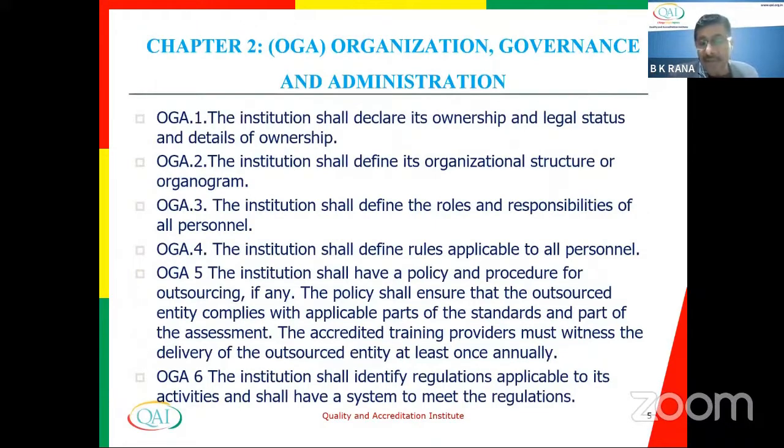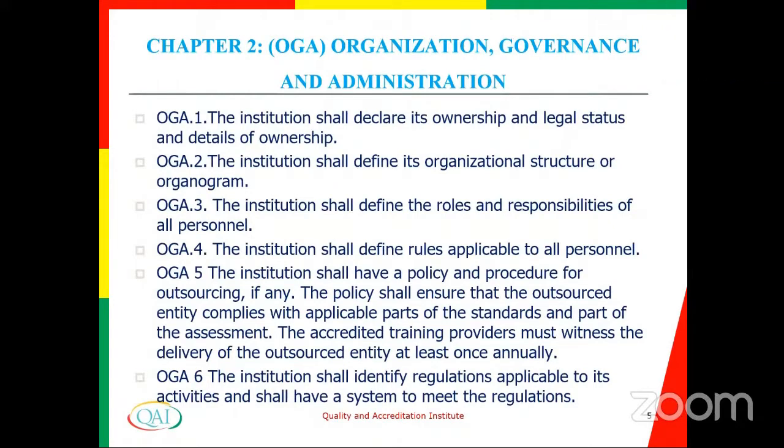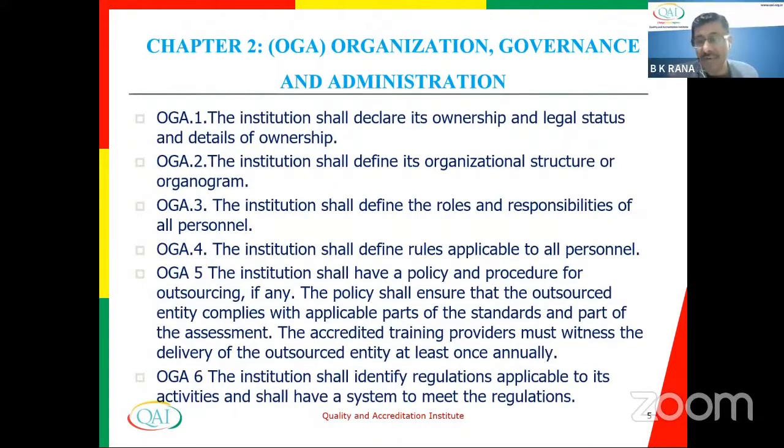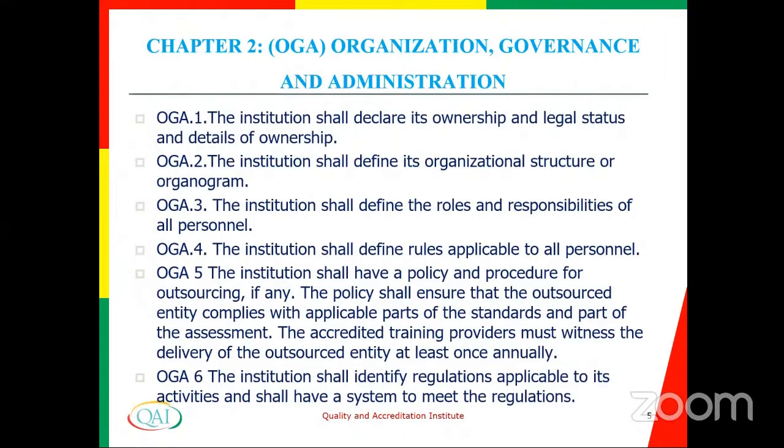The accredited training providers must witness the delivery of the outsourced entity at least once annually. So it's the responsibility of the institution who is outsourcing a specific task or an activity to someone else to at least go and see how they are doing and whether they are complying to your specified requirement at least once in a year.